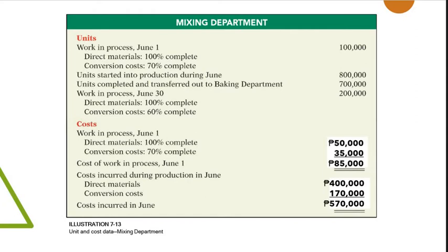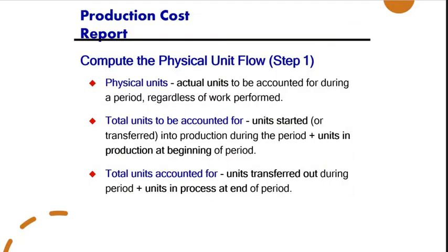So, the total units are then accounted for the output of the period. Okay? So, the output consists of the units transferred out during the period and any units in process at the end of the period. So, this amount is referred to as the total units accounted for. So, that is shown here.